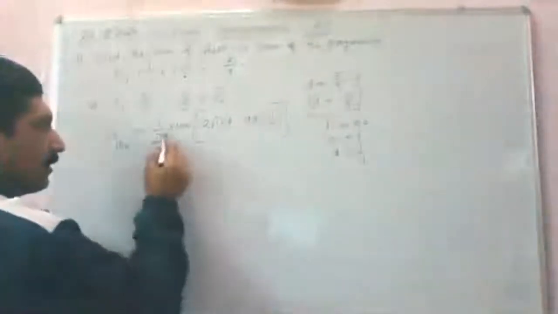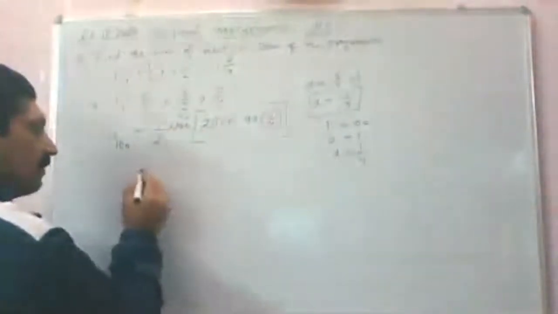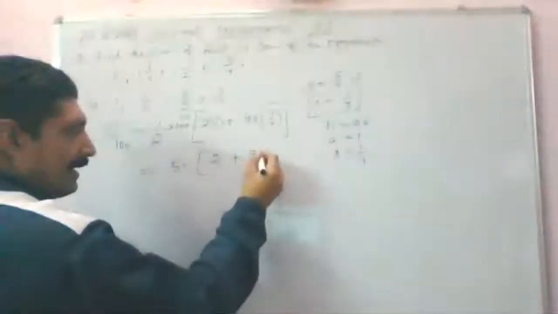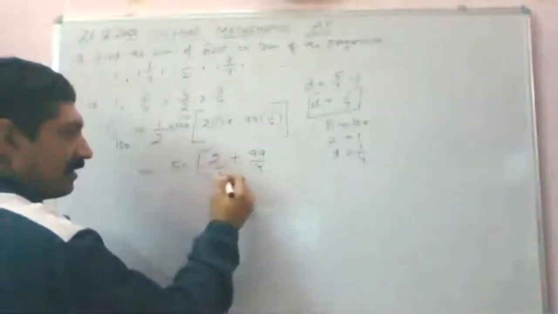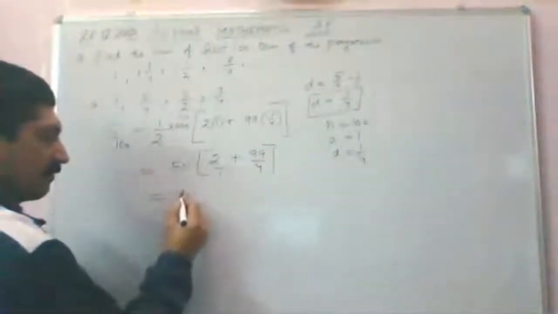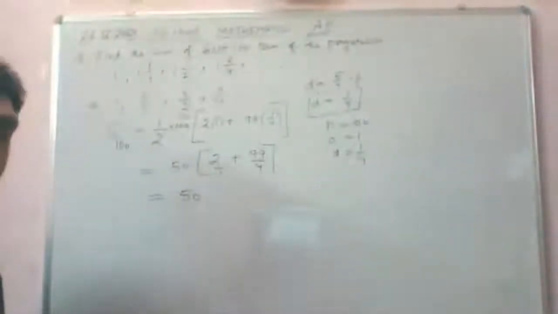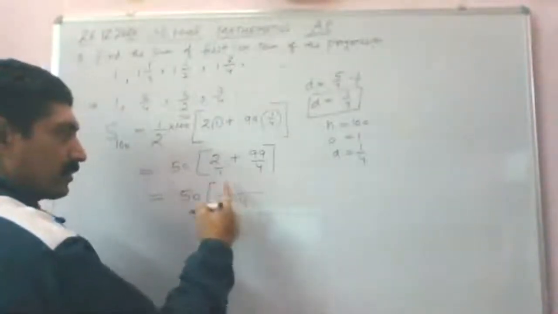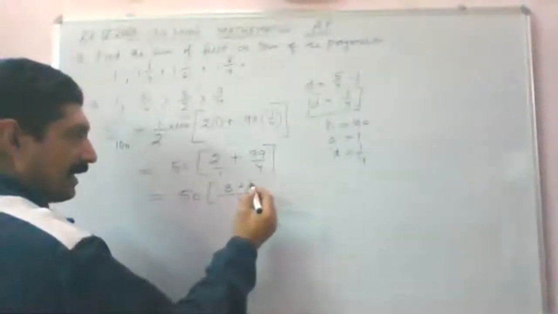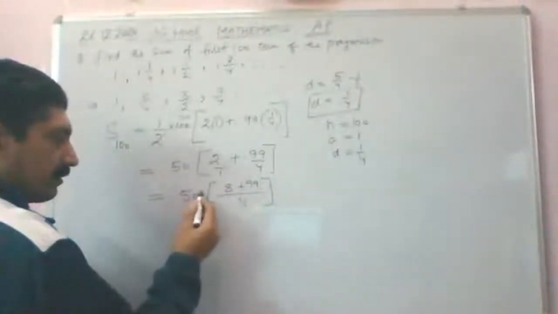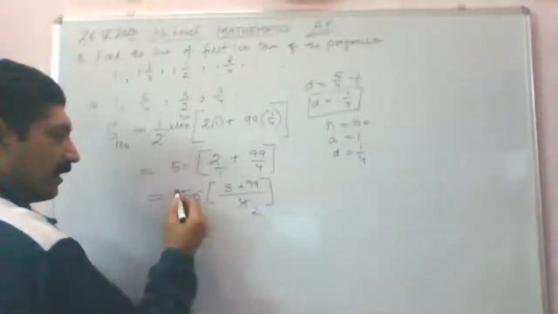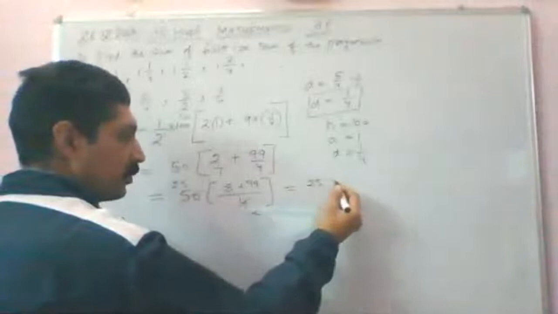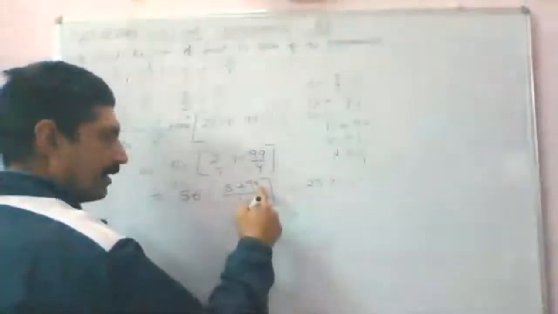So here 2 ones are 2, 50 here. So sum is 50 into 2 plus 99 upon 4. When we take the LCM, LCM is 4. So 4 twos are 8 plus 99, right? So here we can divide also, that is 2 here, and here it is 25. So the sum is 25 into 107 upon 2.